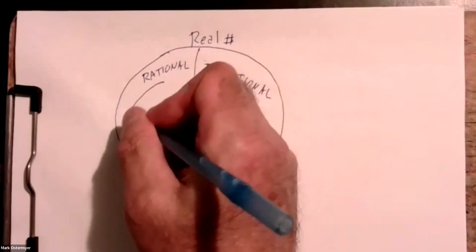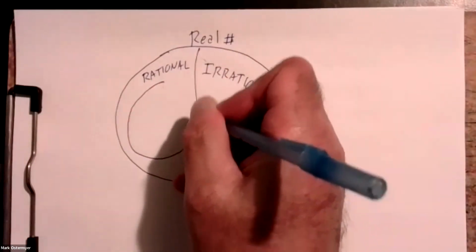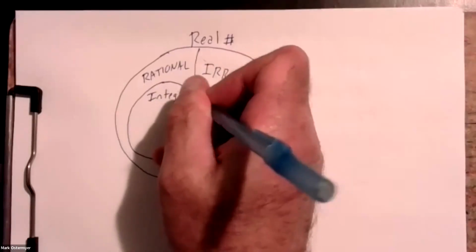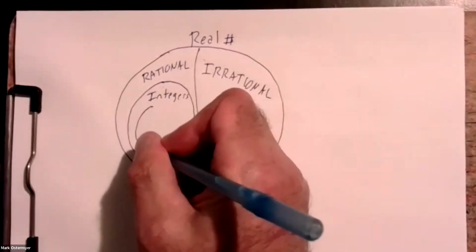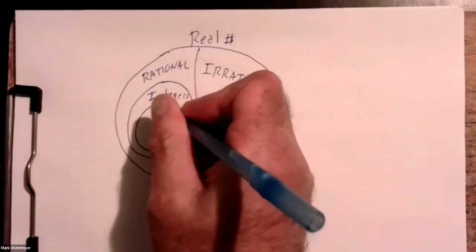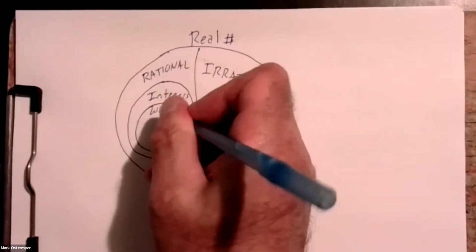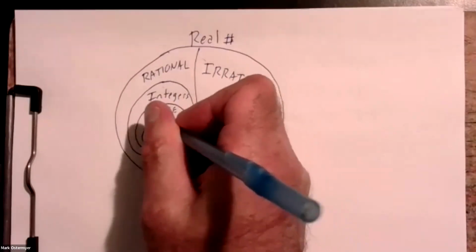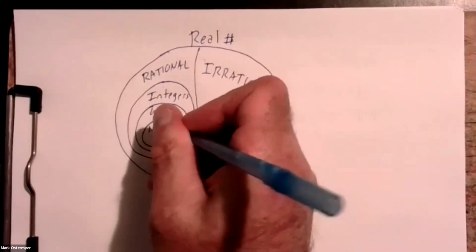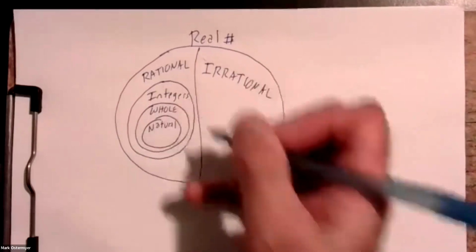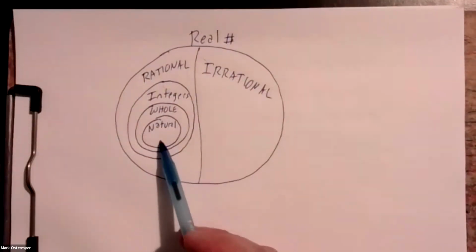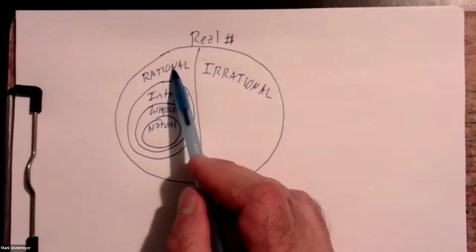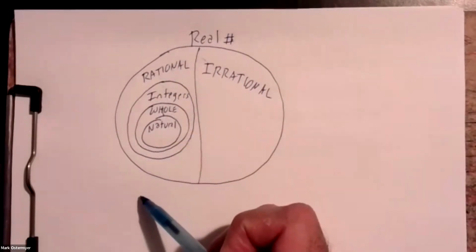A smaller subset inside the set of rational numbers is called the set of integers. A smaller subset embedded inside the set of integers is called the set of whole numbers. A smaller subset embedded inside the set of whole numbers is called the set of natural numbers or counting numbers. So every natural number is a whole number, and every whole number is an integer, and every integer is a rational number, and every rational number is a real number.